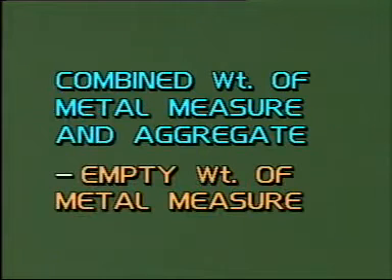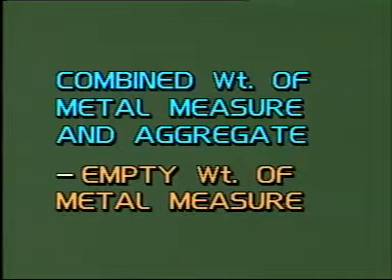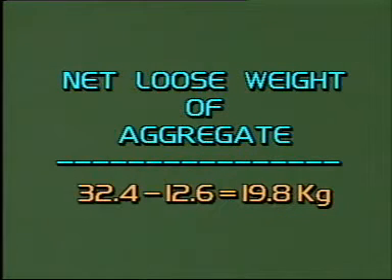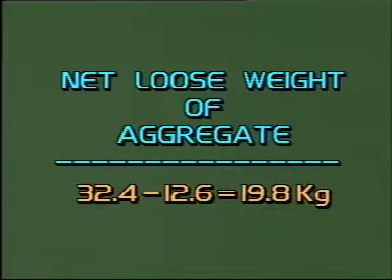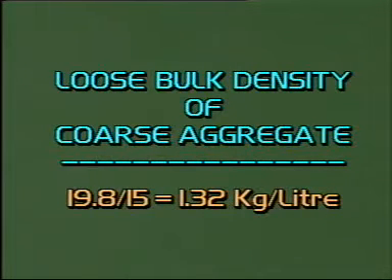The net loose weight of the aggregates can be determined by subtracting the empty weight of metal measure from the combined weight of metal measure and aggregates. This comes out to be 32.4 minus 12.6, which is equal to 19.8 kilograms. The loose bulk density of coarse aggregate can be calculated as 19.8 kilograms divided by 15 liters, which is equal to 1.32 kilogram per liter.